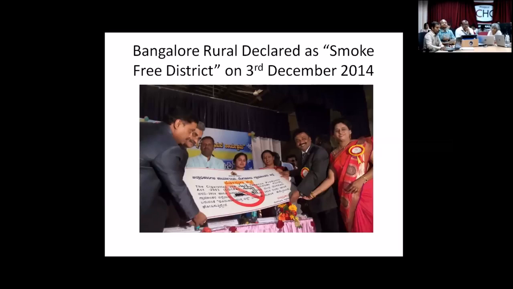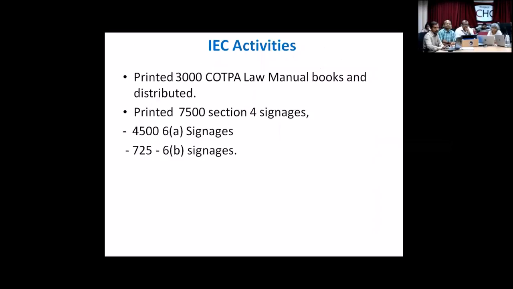This is one of the photos. Under this project, Bangalore Rural was declared smoke-free on 3rd December 2014. The Health Minister of Karnataka gave the declaration certificate to the Bangalore Rural DC and other health officials.